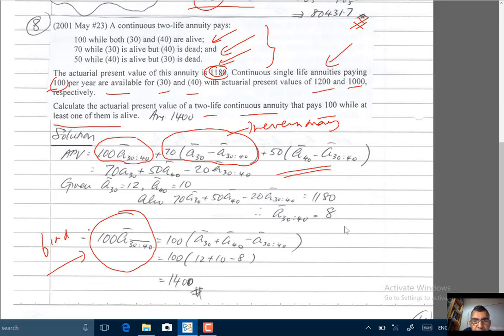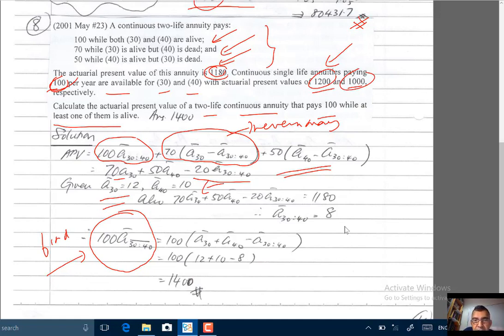Now you open this up. There's a 30 colon 40 here, 30 colon 40 here, 30 colon 40 here. 100 minus 70 is 30, minus 50 is minus 20. That's what you see here. And then I have 70 times A bar 30 and 50 times A bar 40. They gave me this: A bar 30 is 12, A bar 40 is 10. They gave me this here and here.